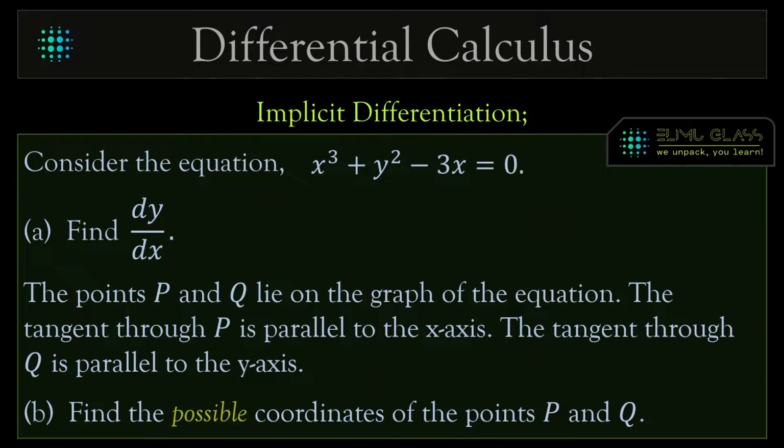And then we are told points P and Q lie on the graph of this equation, or the graph of the function, and that the tangent through the point P is parallel to the x-axis, while the tangent through point Q is parallel to the y-axis. We are then asked to find the possible coordinates of the points P and Q.